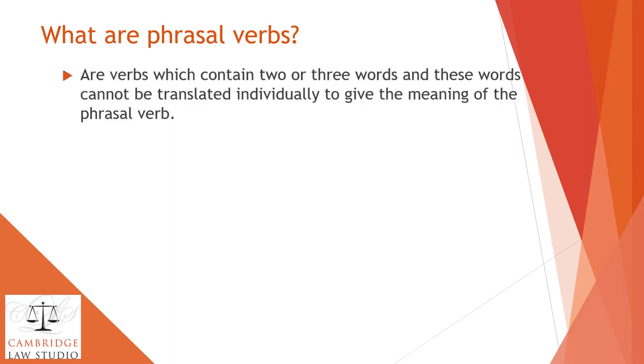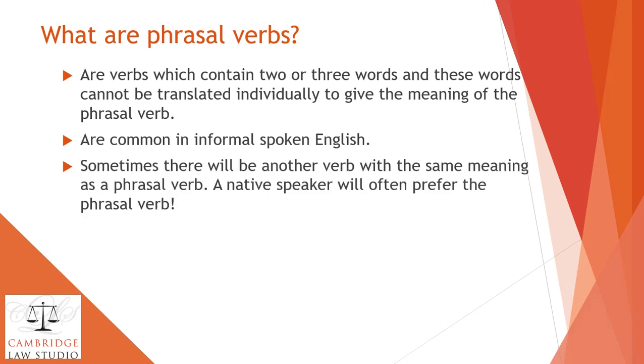These are verbs which contain 2 or 3 words, and these words cannot be translated individually to give the meaning of the phrasal verb. They're common in informal spoken English, and sometimes there will be another verb with the same meaning as a phrasal verb. But a native speaker will often prefer the phrasal verb. Here's an example of this.